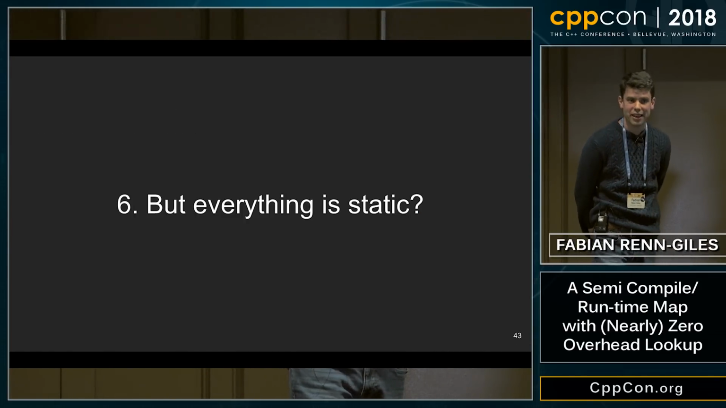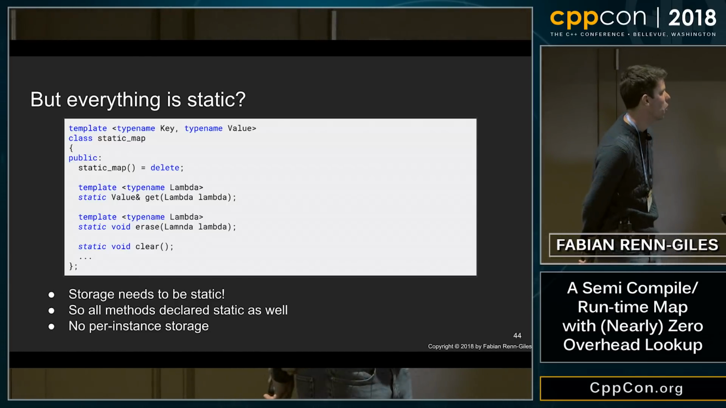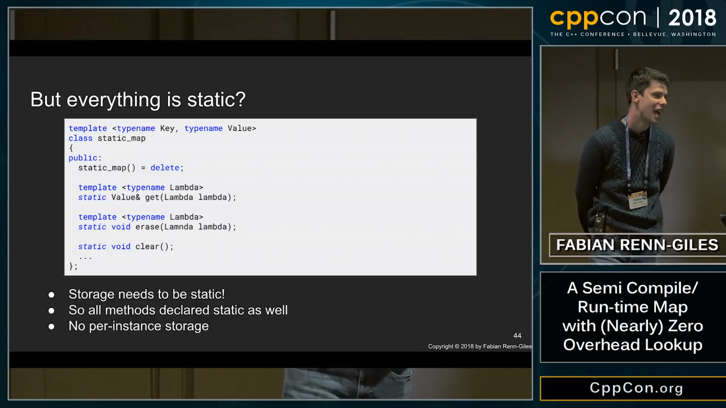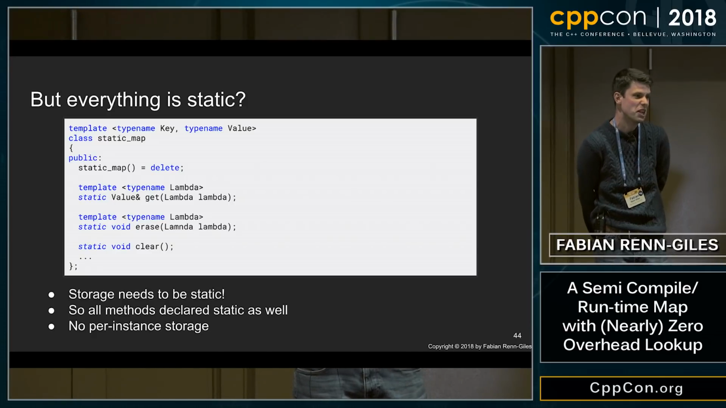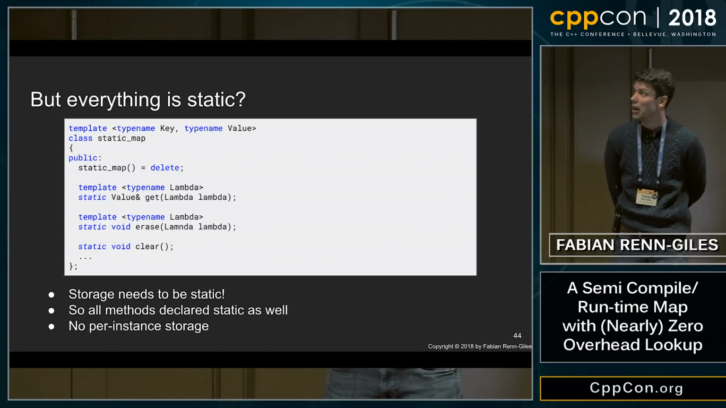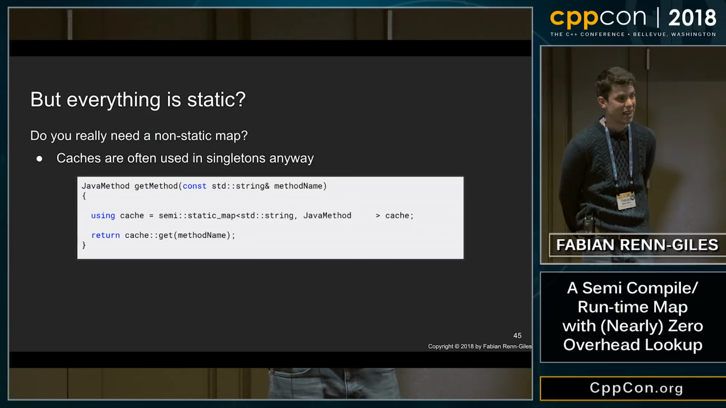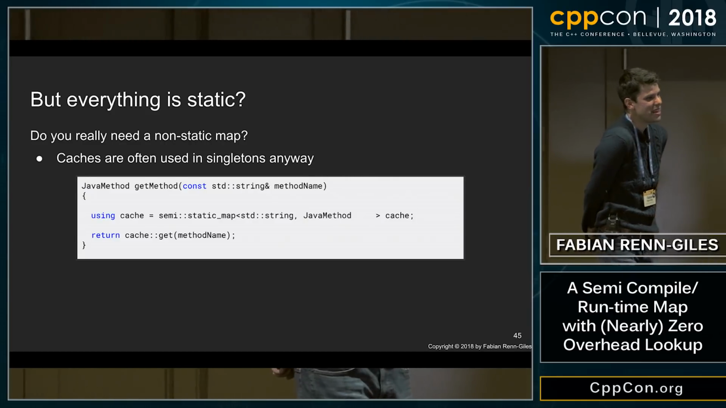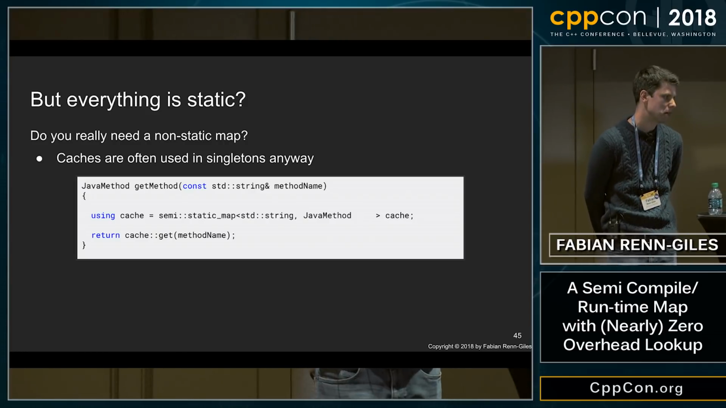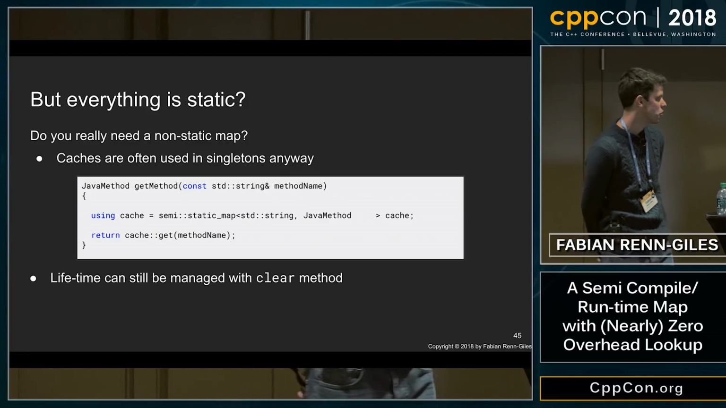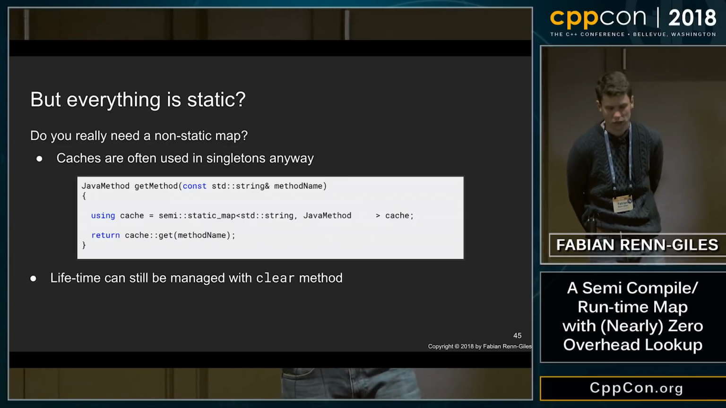Okay, but everything is static, right? That's the whole principle of my thing. I'm using static locals, so all my methods in that static map have to be static. That's not very good because I don't have any per instance storage. Well, first answer to this is, do you really care? If you're using it as a cache, then you're probably going to use it as a singleton anyway. So you don't really mind that it's completely static. And there's no runtime issues because you can start with a clean slate again by calling that clear method. So that's not a problem.